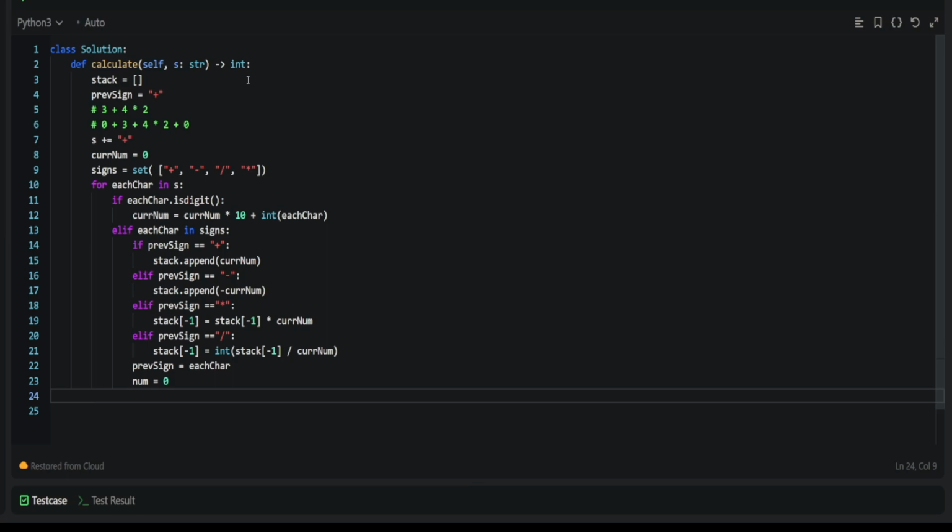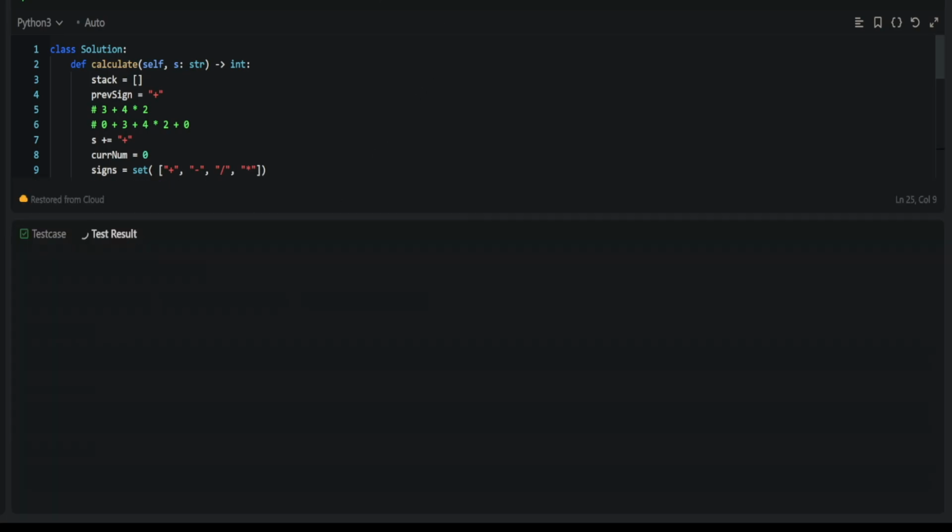And that's it. Let me just check over. The reason why I'm using the signs set is because if you look at the given examples, there are examples such as 3 plus 5, where there are white spaces in between, and we want to ignore those, right? So if it's a white space, it would just loop through and do nothing. Then we return the sum of the stack, and that should be it.